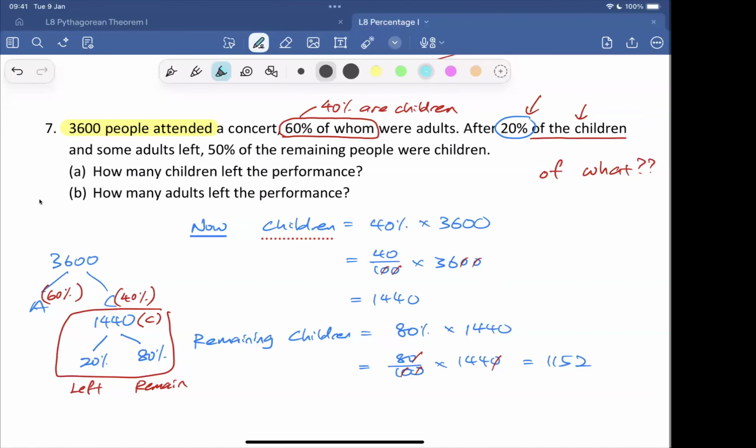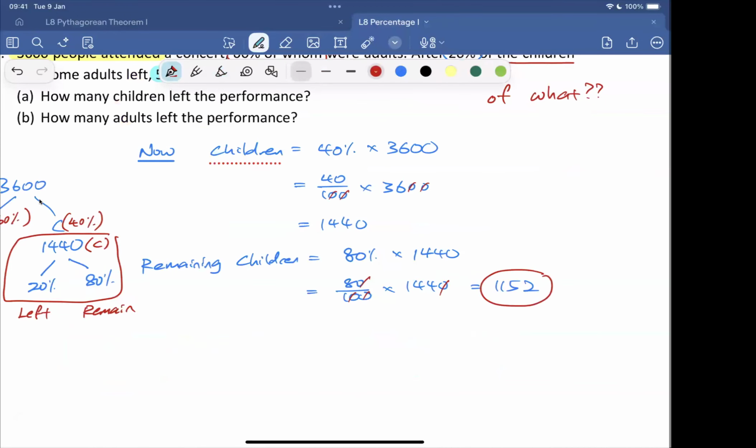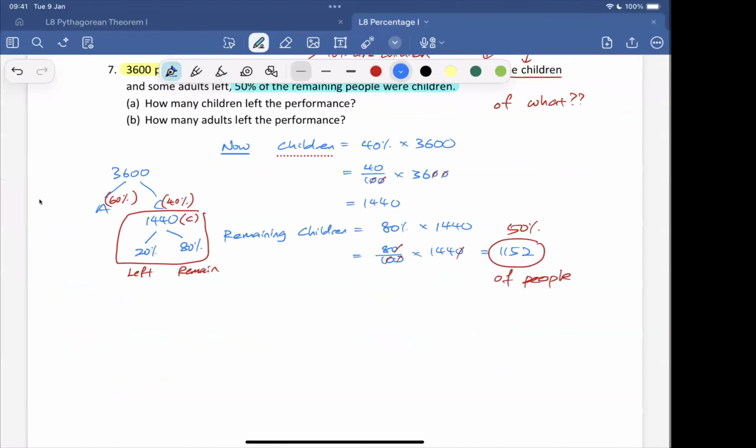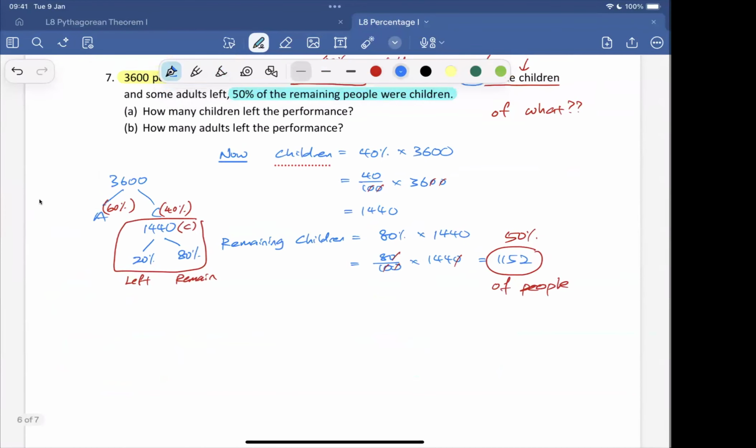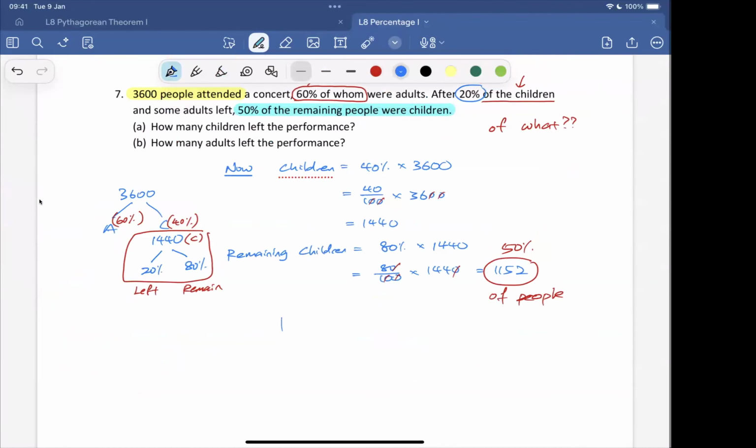The next part says 50% of the remaining people. So this is how many percent? 50%. Of the remaining people. So that means how many adults are there? Remaining adults. Okay, so this is the remaining people, right? So remaining adults should be 1152. Correct. 50-50. Then this is the children, and this should also be the adults.